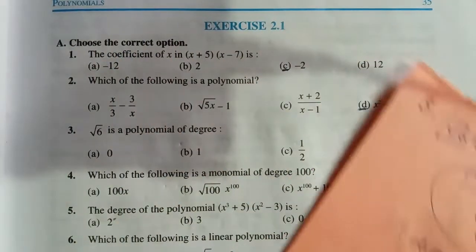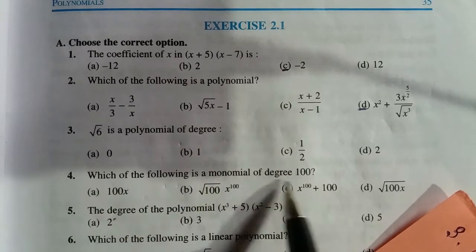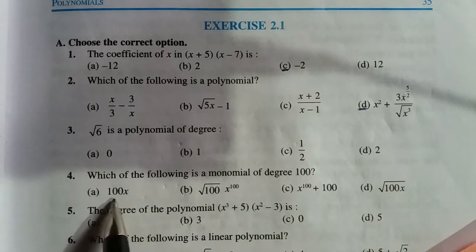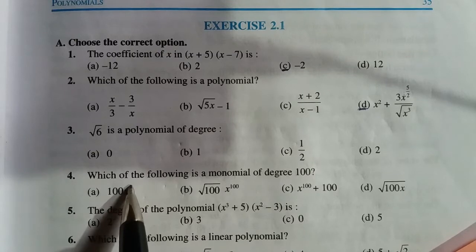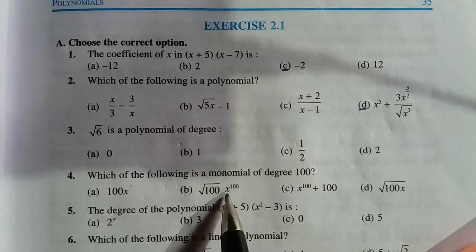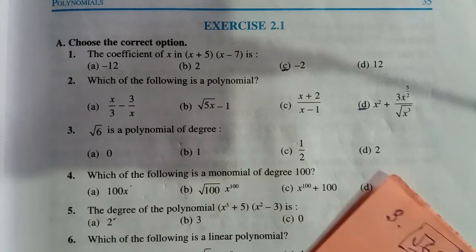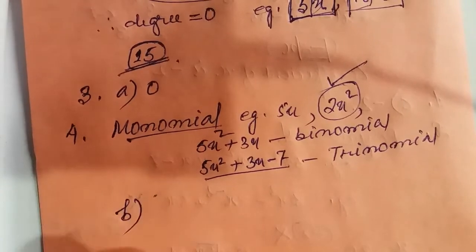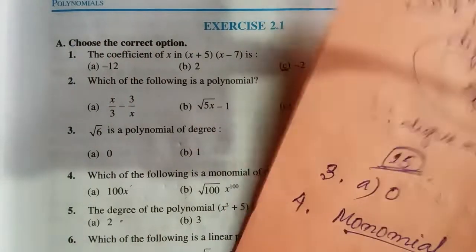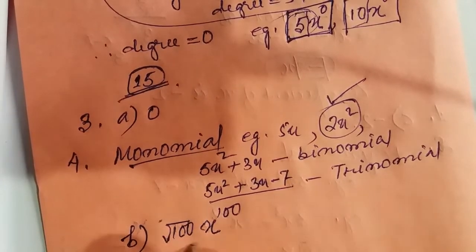So here in question number 4, the question is asking which of the following is a monomial of degree 100. Here we have a monomial where the highest power is 1, so its degree is 1. In another option the power of x is 100, so the degree of this monomial is 100, so this must be our correct answer. So B is our correct answer, root 100 x to the power 100.